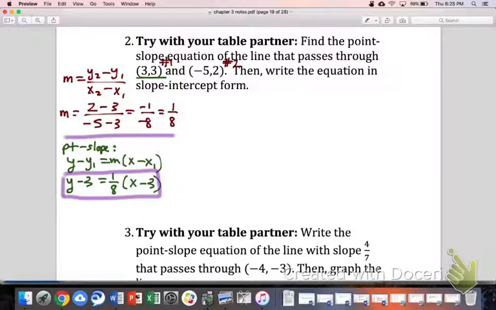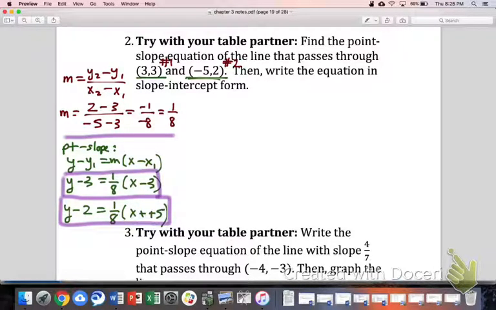I could also use the other point, the (negative 5, 2). So with that, I would write y minus 2 equals 1/8 times x minus negative 5. And of course, minus a negative is really plus a positive. So it doesn't matter which point you use. Either one of these is going to work out fine. I know they look a little bit different here, but I think that regardless of which one you use, we're going to see that in the end, slope-intercept form is going to be the same regardless. So that is going to be my next task.